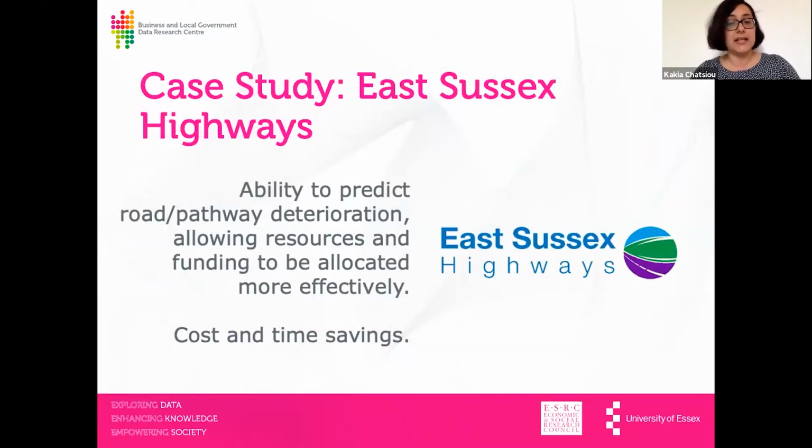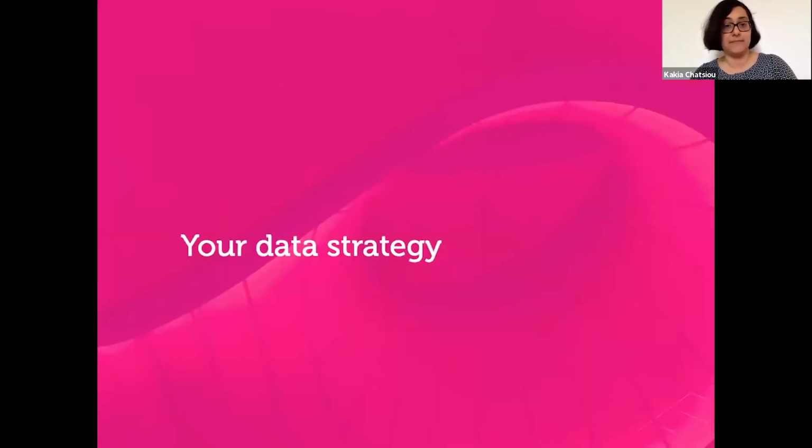Another case study involves Sussex Highway. They worked with us to try and understand the pattern of potholes, and they were able to predict where the road will deteriorate and thus allow resources and funding to be allocated more effectively. So for them, it was time savings, understanding of where the problem will occur before it occurs, and also in the long run, better service to their citizens.